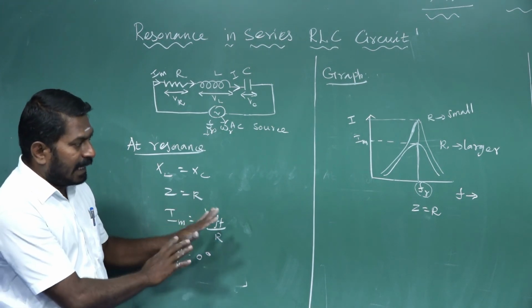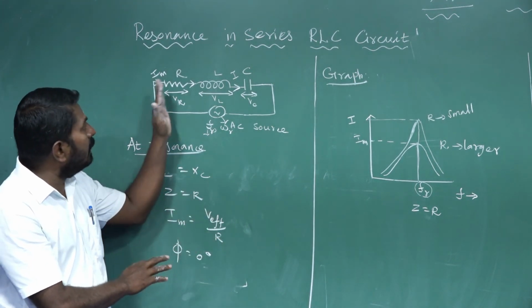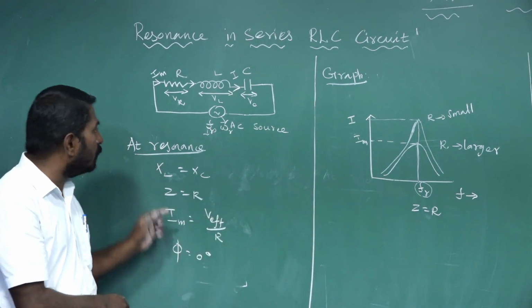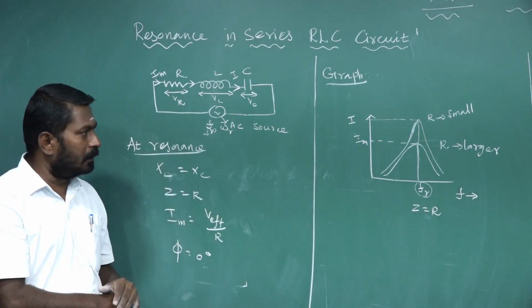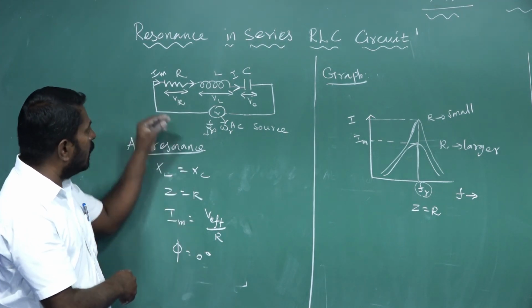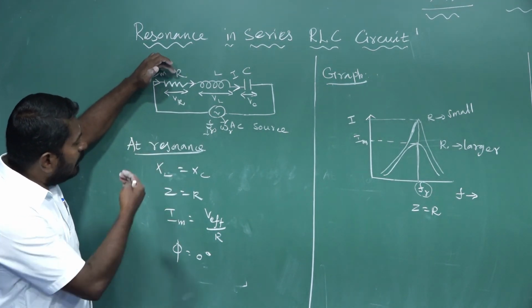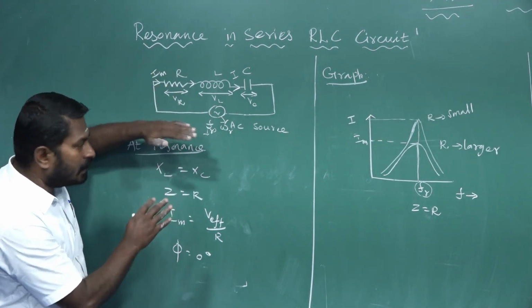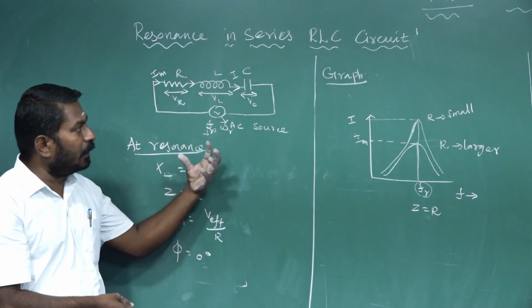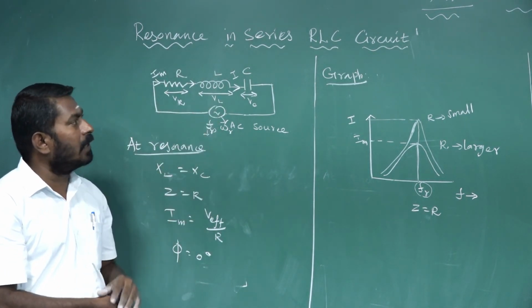But it will create this kind of effect. The effect of resonance in a series RLC circuit is only one: impedance is minimum, and current through the series RLC circuit is maximum. If we want to further increase the current through the series RLC circuit, the resistance value is decreased, then automatically at the resonance condition, the current through the series RLC circuit increases. That is the effect of resonance in a series RLC circuit.